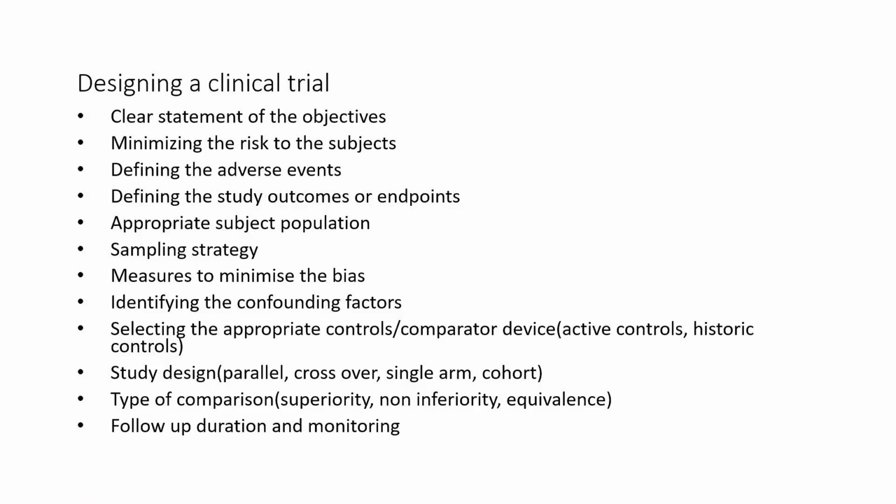So from designing of a clinical trial, there are several things we should consider, right? First, there should be a clear statement of the objectives. This is followed by minimization of the risk to the subjects, right? This is very, very important.